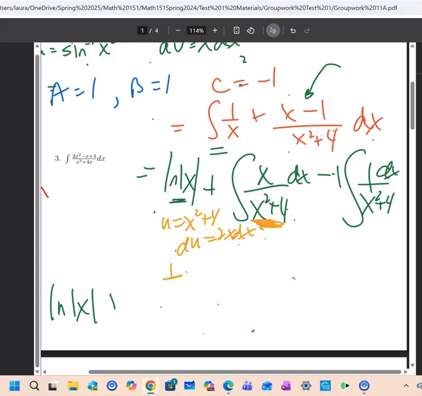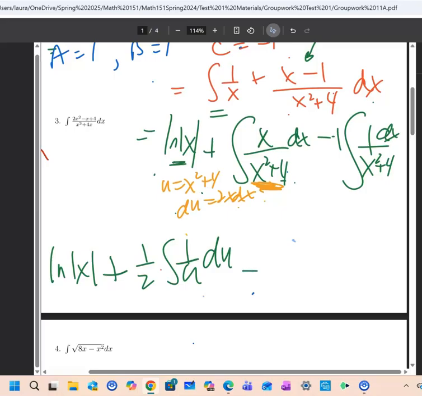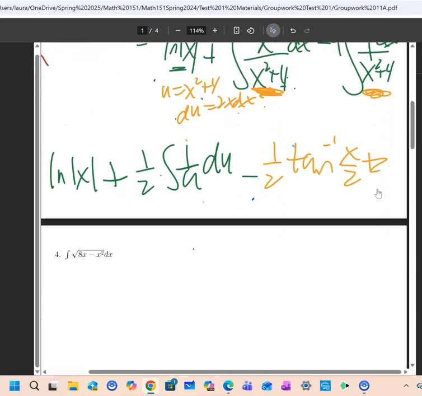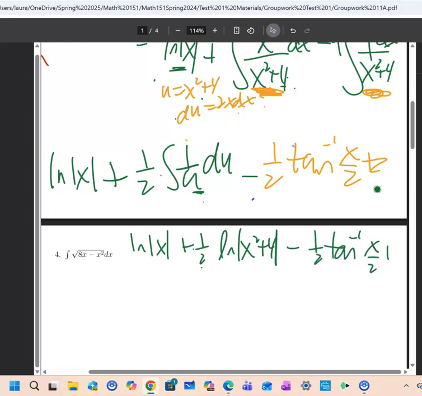And then I would have a plus 1/2 integral of 1 over u du, right? Because I let the u equal the denominator, minus, wait a second, you recognize that. That's arctangent. x over 2 plus a c. So the last step would be putting in what the u is equal to. So that's 1/2 ln x squared plus 4 minus 1/2 arctan of x over 2 plus a c.